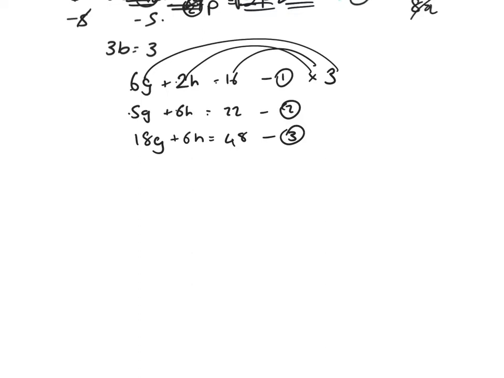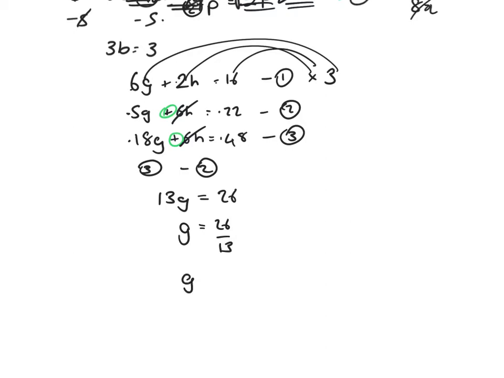Okay, I can now eliminate the h's. Signs are the same, so I can subtract. So let's go 3 take away 2: 18g take away 5g is 13g, 6h take away 6h cancels out, 48 take away 22 is 26. I'm now going to bring the 13 down and divide, and that will be g equals 26 over 13, and g is equal to 2.